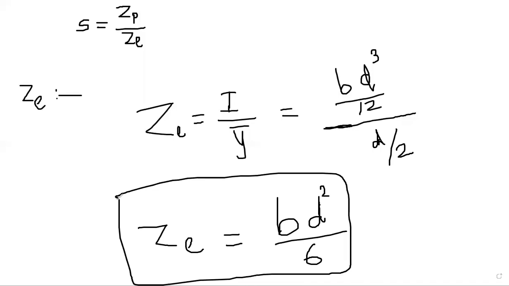The procedure is common, only I and Y bar will change for different sections, but the procedure is the same. So ZE is equal to I by Y bar. So I is BD cube by 12 for rectangle and Y bar is D by 2 for rectangle. So after simplification ZE is equal to BD square by 6. All of you written?